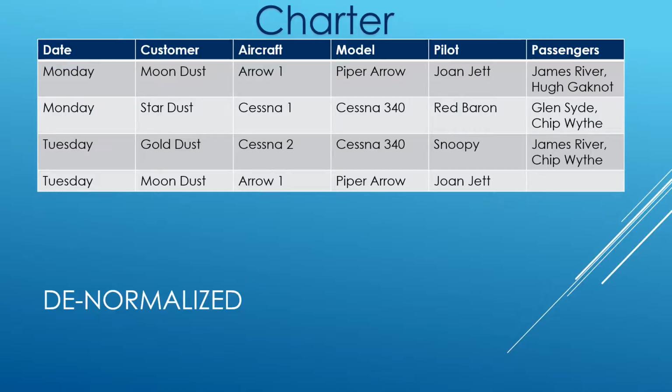So let's start with the denormalized charter. This is the aircraft charter. So we look at a charter and we say we have the date of the charter, the customer, the aircraft, the model, the pilot, and the passengers. So this is not normalized. So we're going to take the opportunity here to put this in normal form.